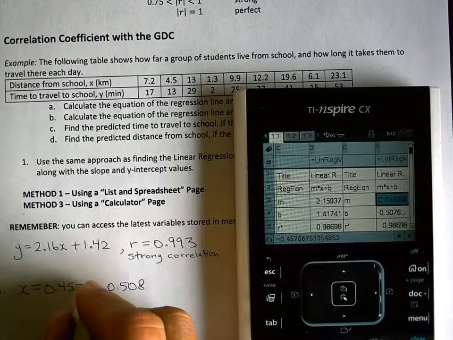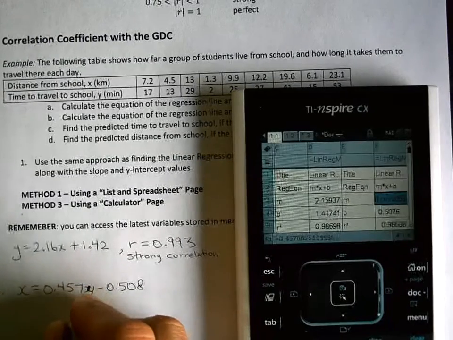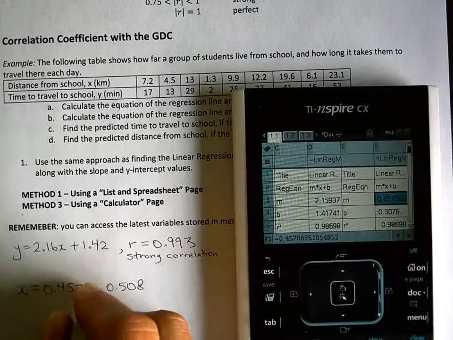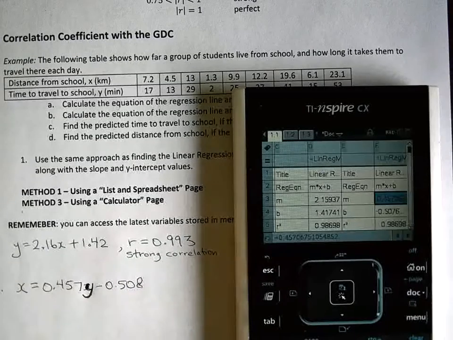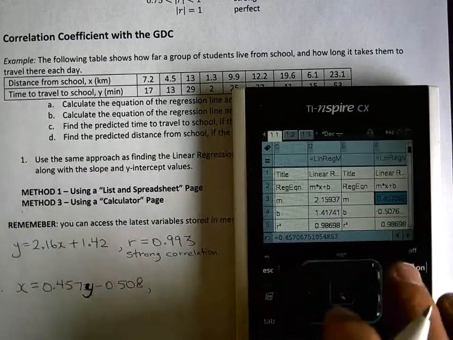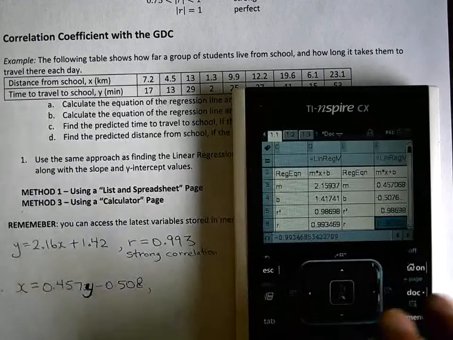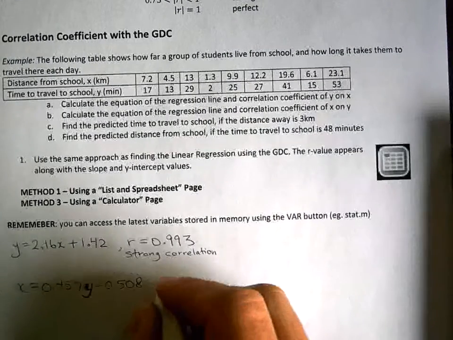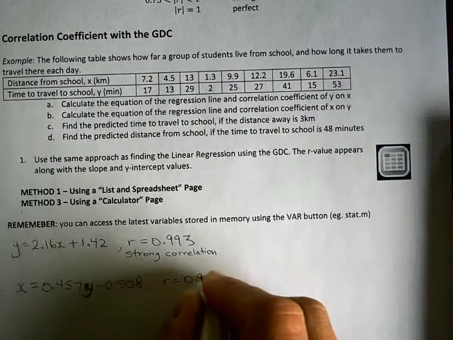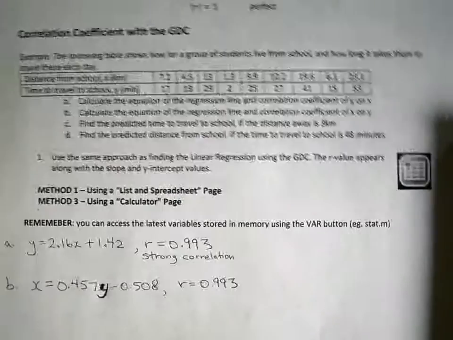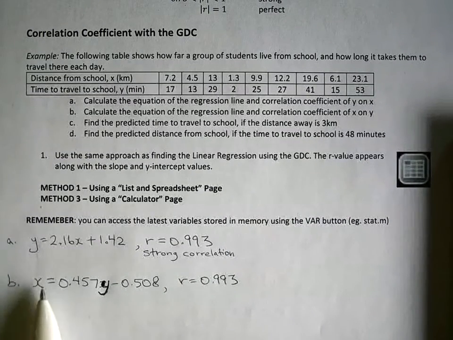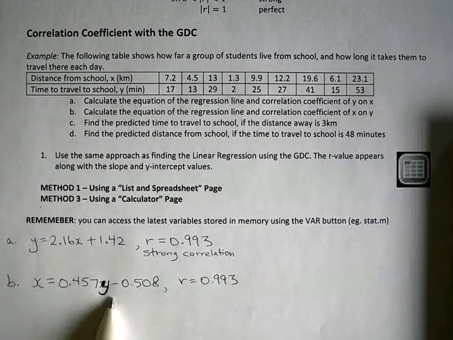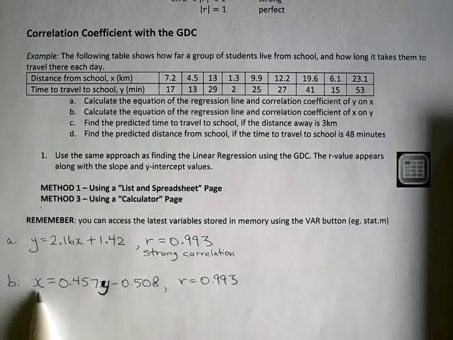Oh, shoot, but remember the variables are reversed, so this is y now, my bad. So x as a function of y. And the correlation coefficient is 0.993. R is equal to 0.993. So that is the regression line for x on y. So if you have a y value, you can sub it in and predict x.